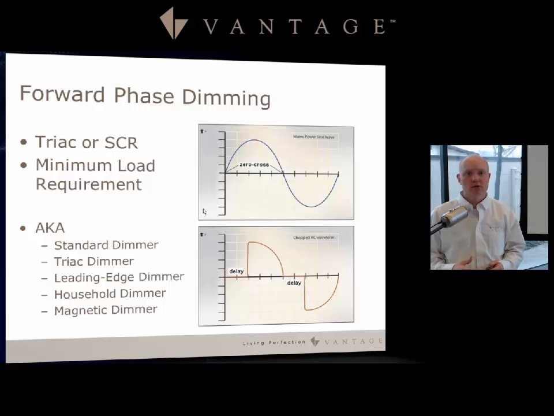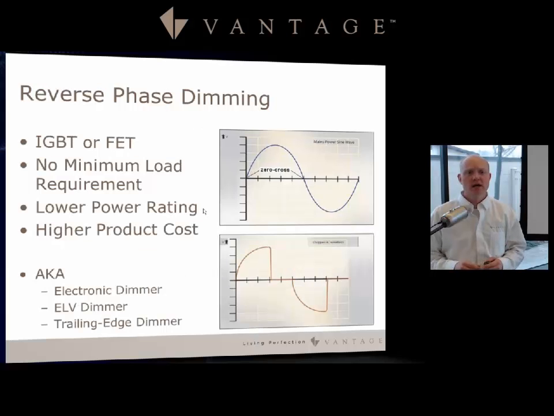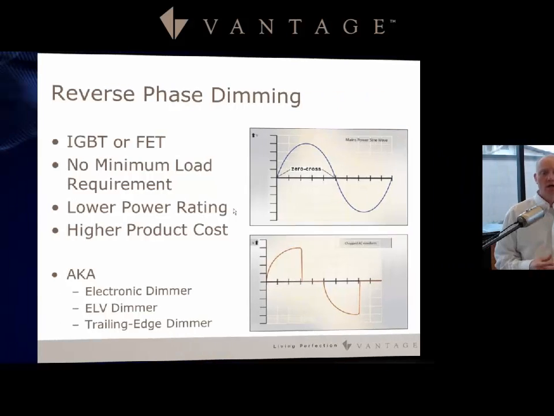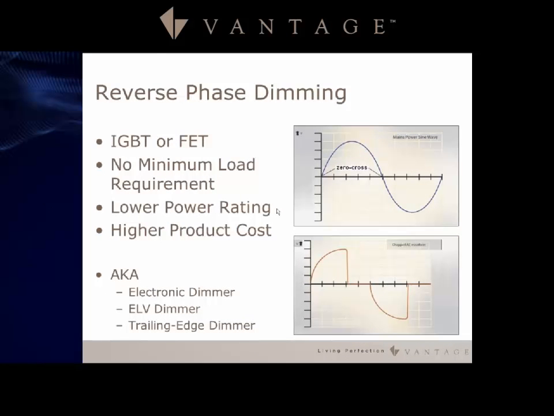Now with reverse phase, this utilizes IGBT or FET technology, and the nice part about that is it doesn't have a minimum load requirement. It does also have a lower power rating, which generally isn't a big problem because the fixtures are generally consuming less power. But the one major downside of this is that it is more expensive to build. Terms you'll hear with this are electronic dimmer, ELV dimmer, and trailing edge dimmer.